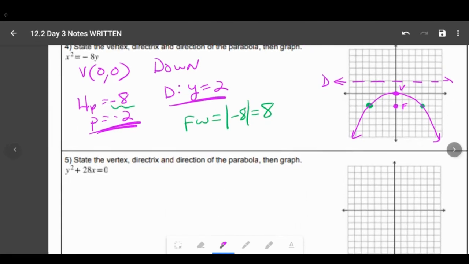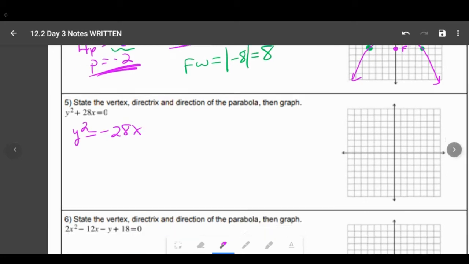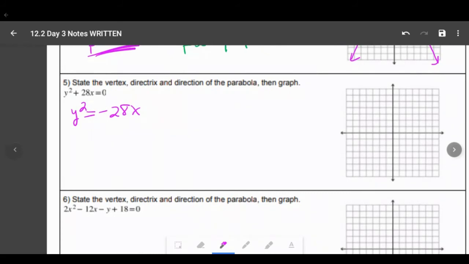All right, number 5. So right away you should notice and say, okay, that's not in standard form or conics form. So what I need to do is subtract the 28x to move it over to the right-hand side. My vertex is just 0, 0. That's pretty easy because nothing's added or subtracted. So I have that part of it.